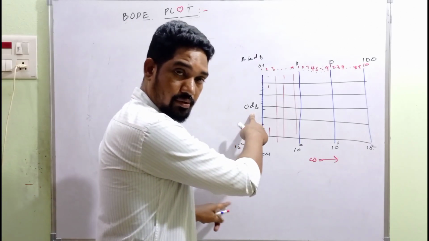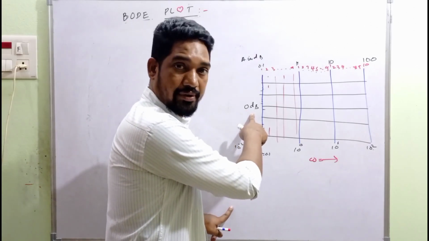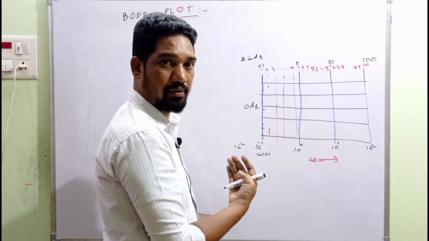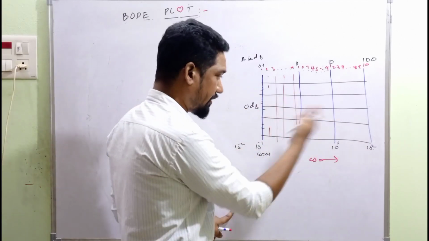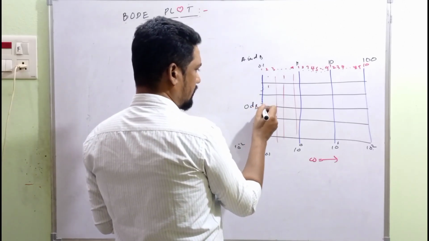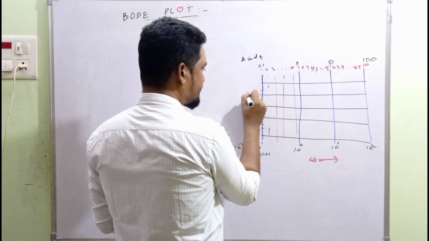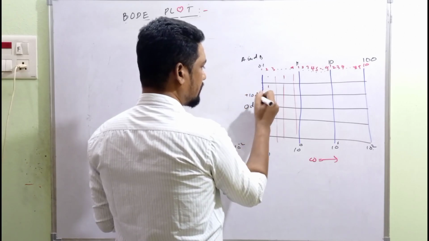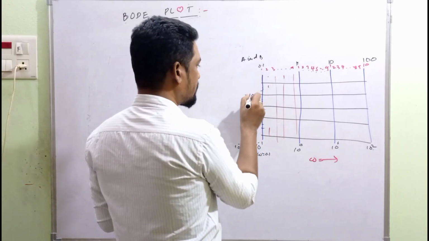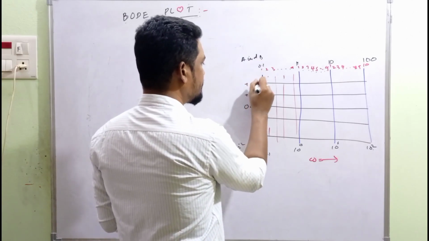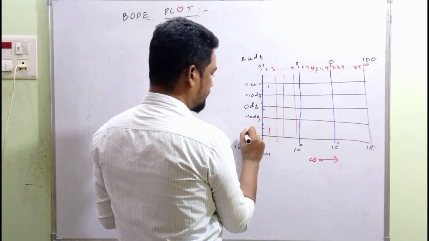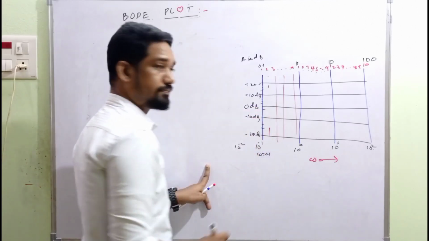And this one, 0 dB. Should this 0 dB lie at the center? It's not mandatory. It can start from here, anywhere, according to the values we obtain before coming to the graph, where we'll have some calculations. So according to that, 0. Going above, it will be plus 10 dB. It's expressed gain in dB, gain in magnitude in dB. Plus 10 dB, plus 20 dB, etc. And as we come down, it's minus 10 dB and minus 20 dB, etc.